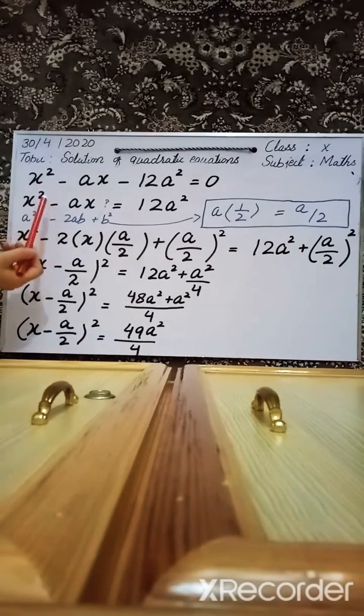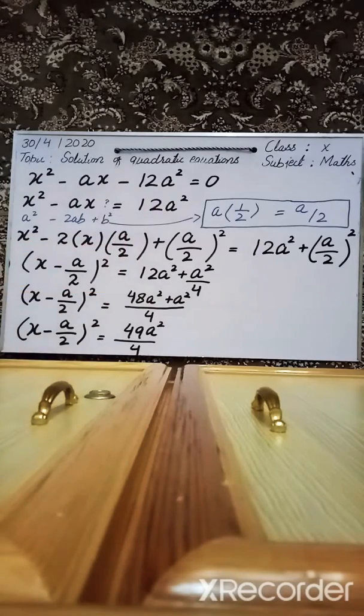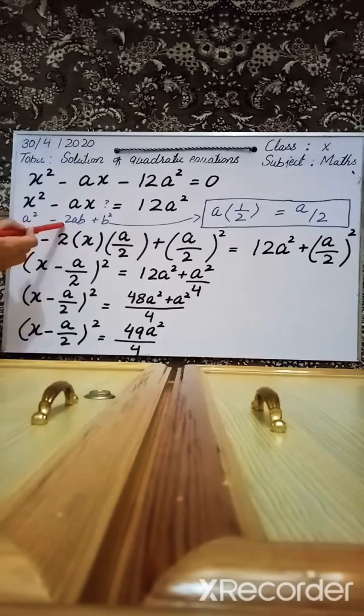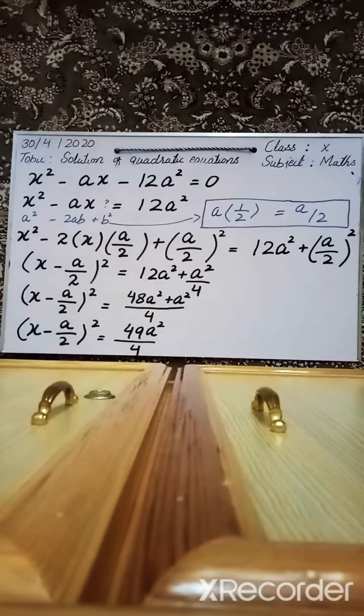Let's proceed ahead. X square minus ax minus 12a square is the standard form of quadratic equation, and we have to solve it by completing square method. So let's compare it. Here we can see x square, a square it can be, then x square it can be 2ab, then what is missing here? B square, and we can find b square by the completing square method here.